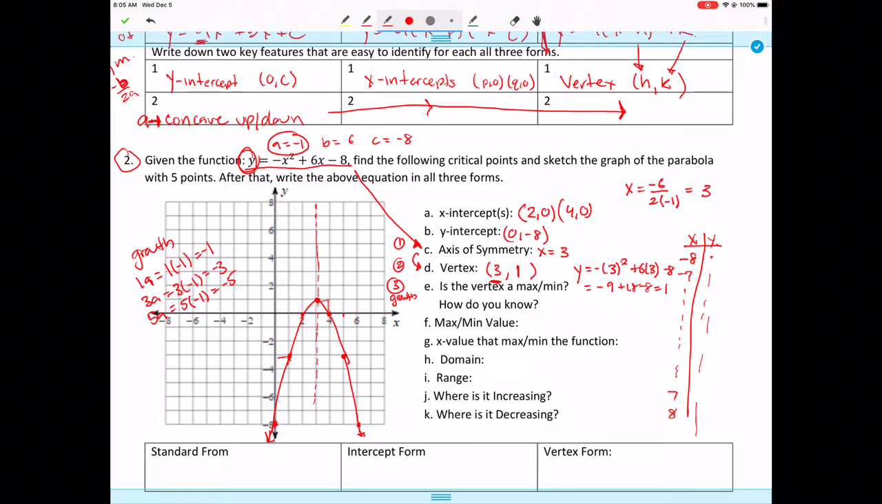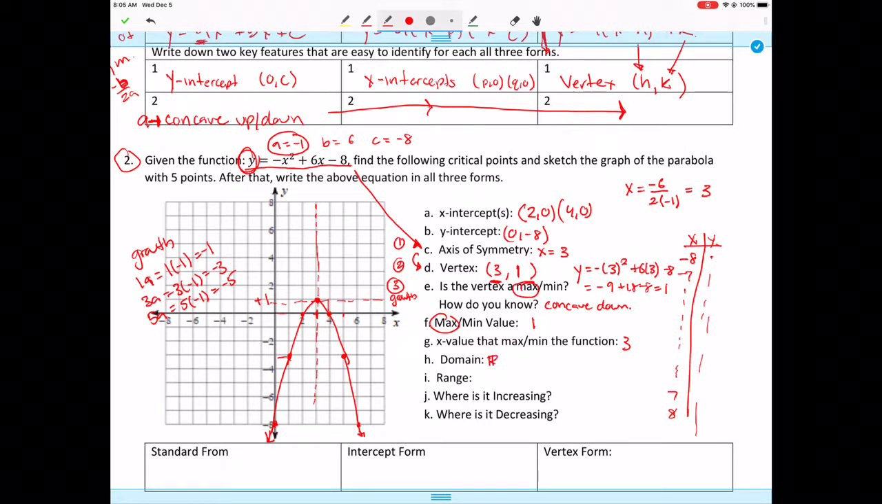Is the vertex a maximum or a minimum? It's a max. This is the maximum value, which is positive 1. So how do you know that it's a max? The graph is concave down. The max value is 1. The x value that gives us that highest value is x equals 3.